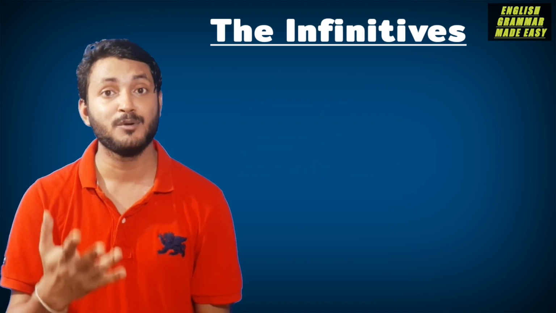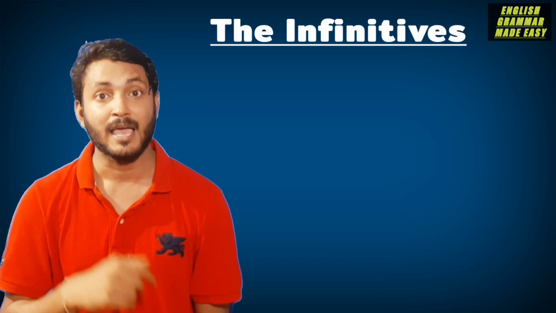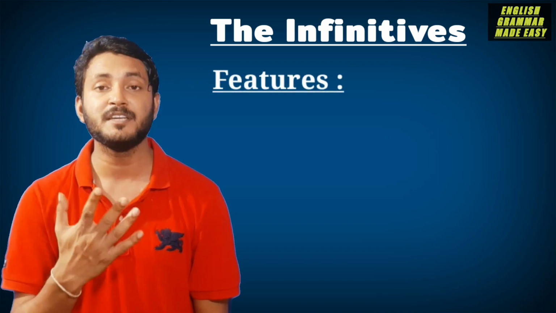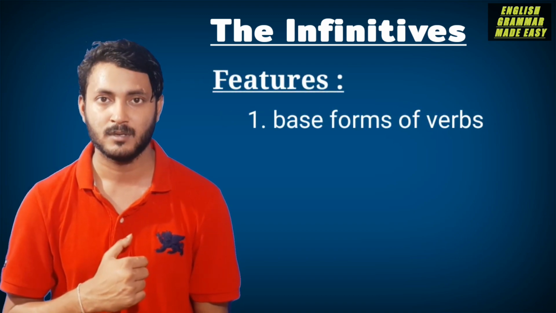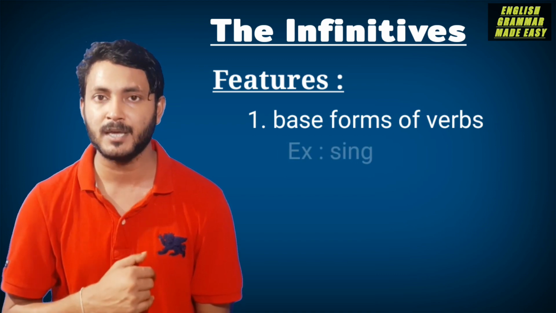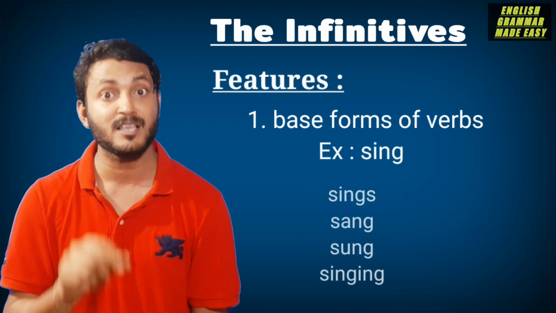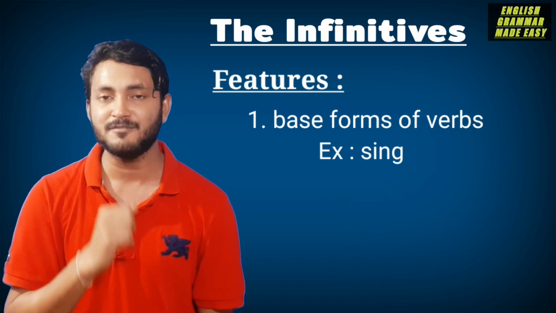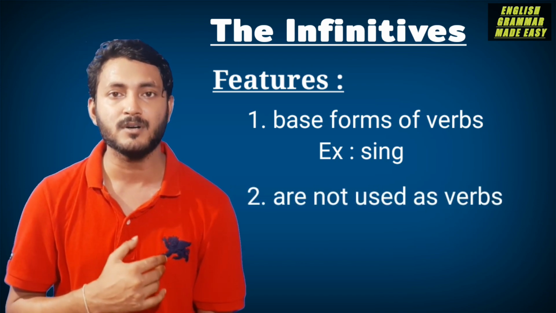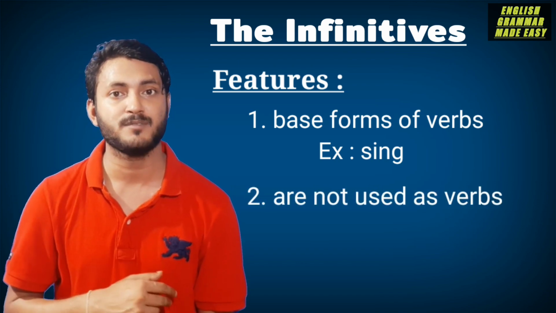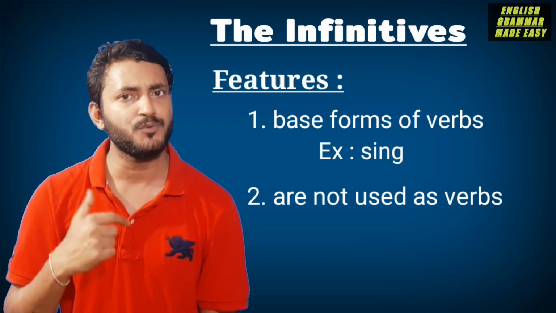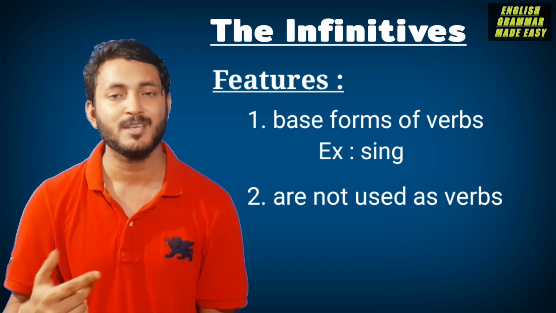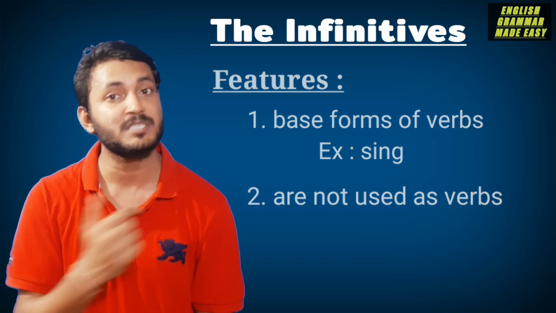I am also going to tell you how they can be detected in sentences and how they are used in sentences. So what are the features of infinitives? Well, infinitives are base forms of verbs. Base forms means if I take the verb sing, its base form is sing, not sings, not sang, not sung, not singing. And the second feature is infinitives are not used as verbs. They are used as some other parts of speech. So if you keep these two features in your mind, that infinitives are base forms of verbs and are not used as verbs, then you can easily detect infinitives in English sentences.